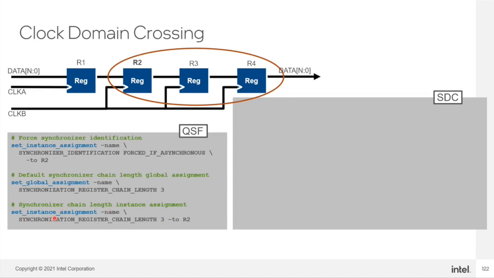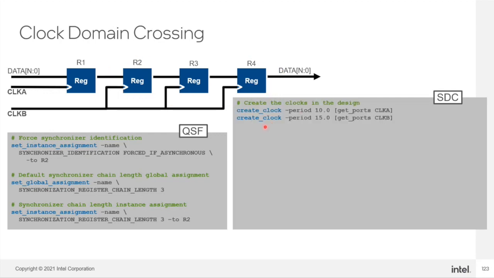So here we have an instance assignment. I'm targeting a specific instance in the design. It's not going to be for my entire project. I'm just targeting an instance, and here's R2. I'm going to say synchronization registered chain length is 3. So I'm telling the tools I have a synchronizer, and the length of it is going to be 3, and that's what I've got there. So for the SDC constraints, I just have my create clock constraints in there for completeness.